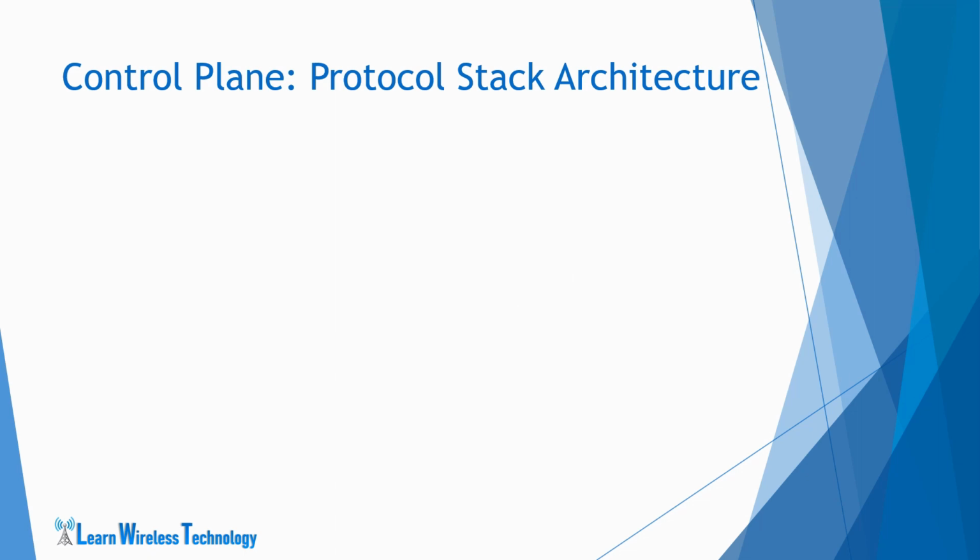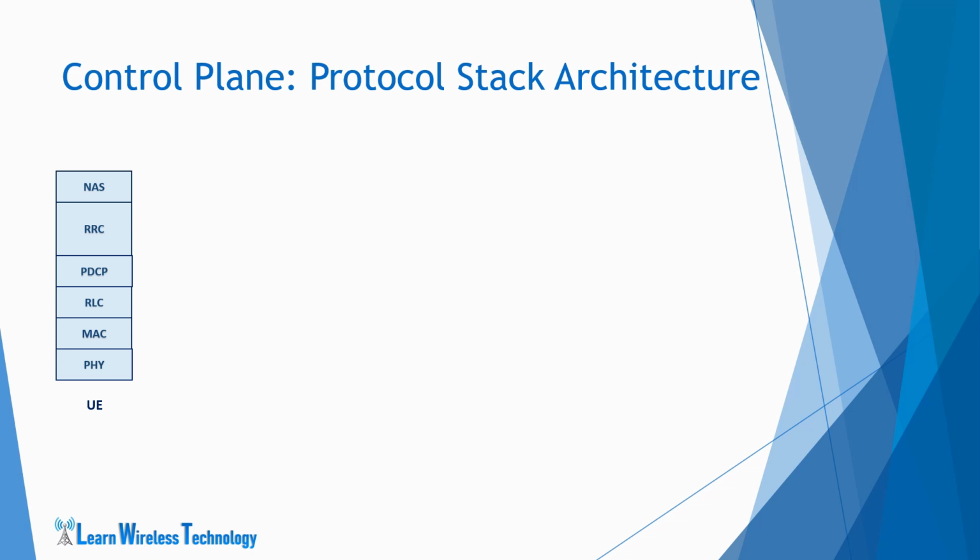Moving on next, let's now discuss the control plane protocol stack. The control plane protocol stack is responsible for control plane signaling. The RRC and NAS layer at the top of the protocol stack at UV end are used for RRC and NAS signaling purpose. The rest of the protocols at the lower layer are the same as that of a user plane.